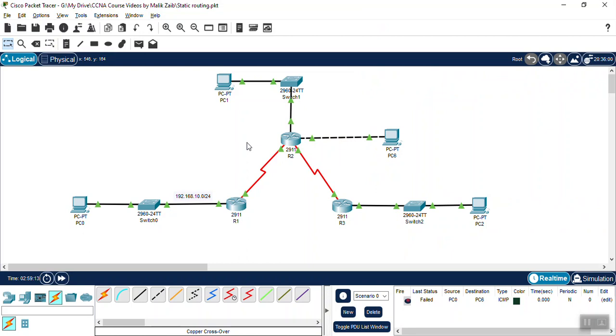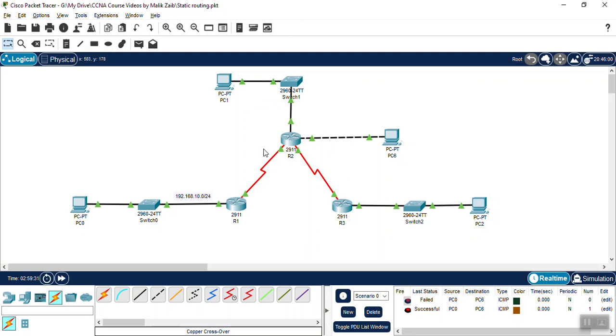Now we will verify again whether our packet is forwarded towards PC6 from PC0 or not. So I will send a packet from here to here, and you can see it is successful now. Okay, so this is the remote network here.